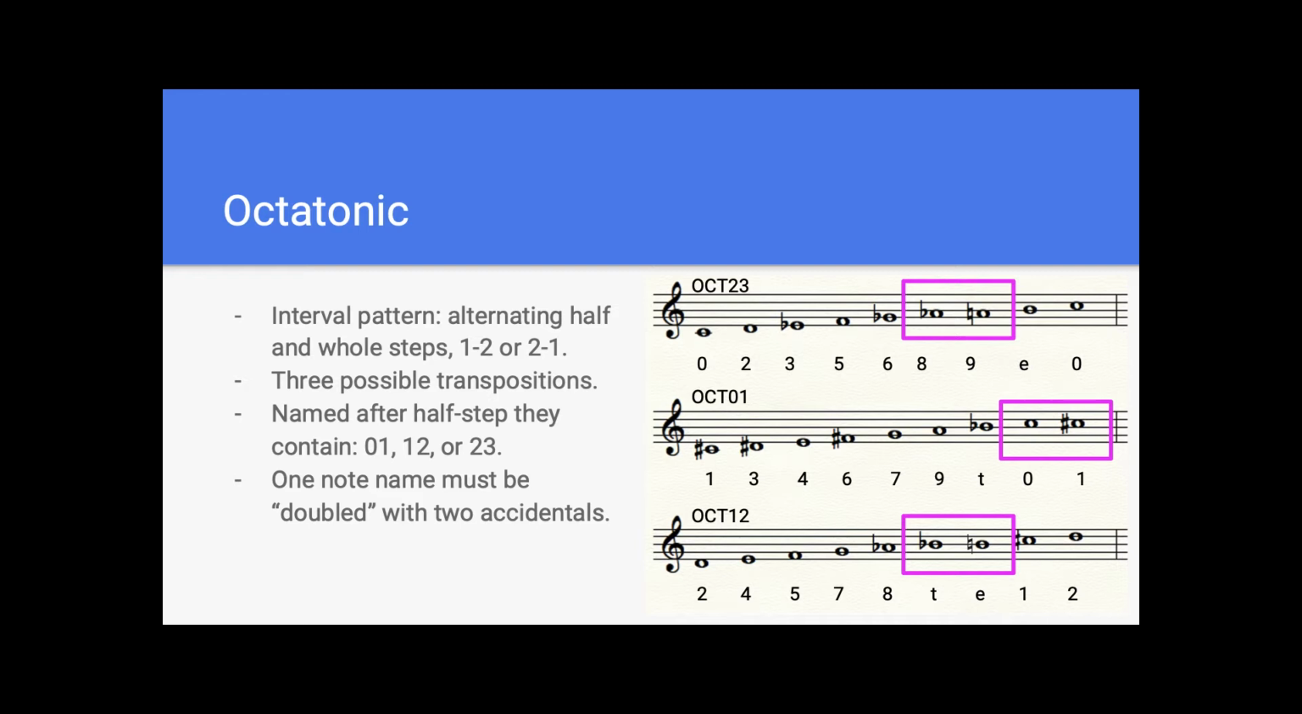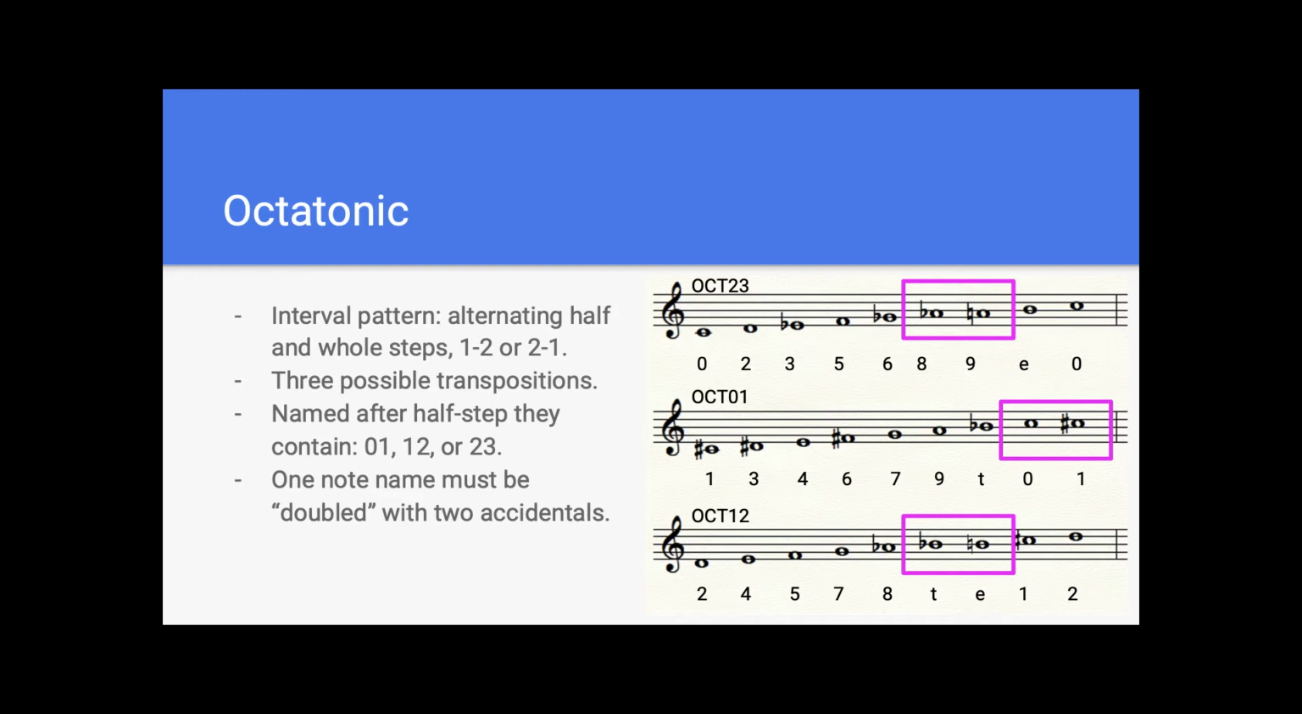Just like the whole tone collection, the recurring symmetrical interval patterns of the octatonic collection means there are a limited number of transpositions of this scale. In this case, there are only 3 different types: the collection containing the C and C sharp half step in the middle of the slide, the one with the C sharp and D half step on the bottom, and the one with the D and E flat half step on top.